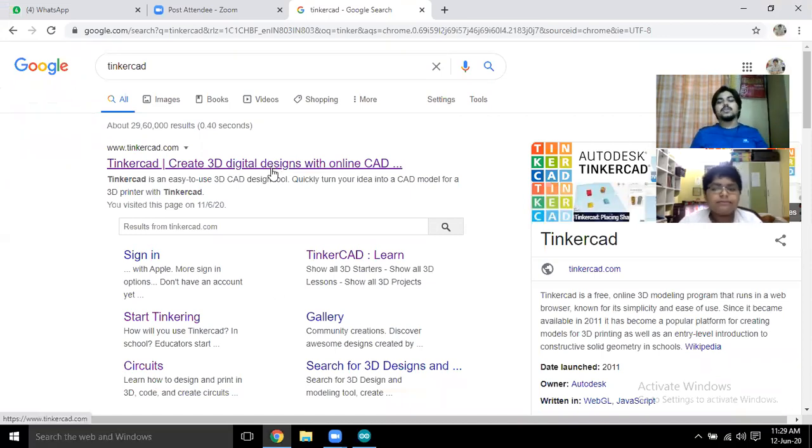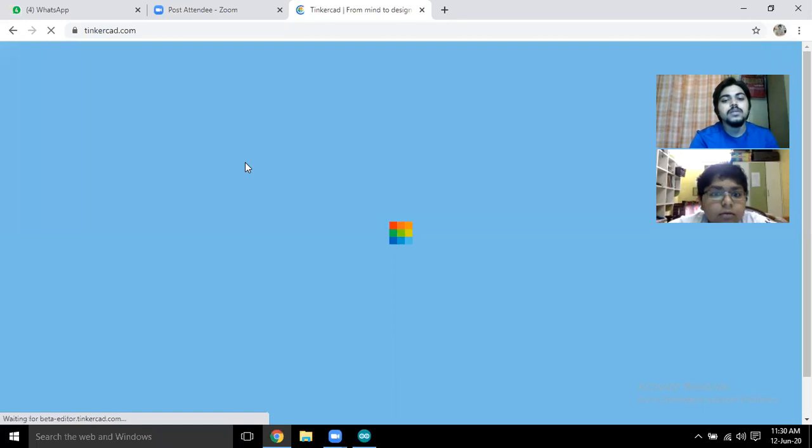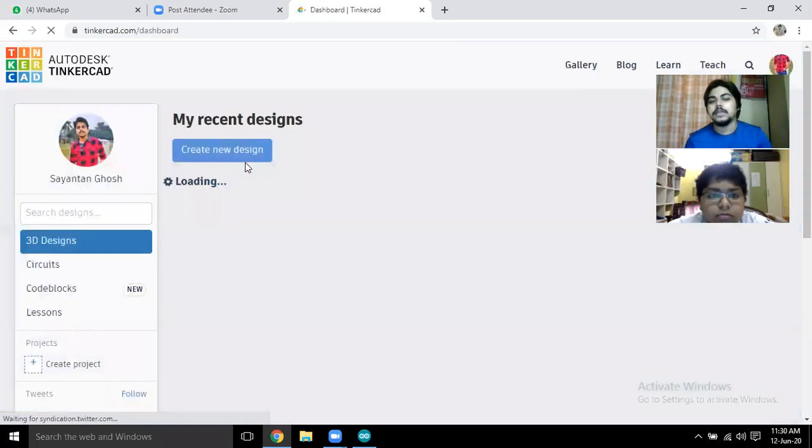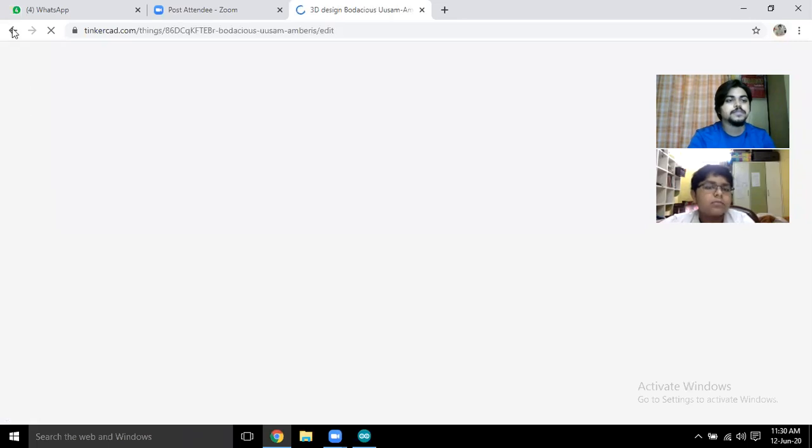Since you know that all the classes will be conducted online, we will be taking the help of this website, that is Tinkercad. Here we will be able to make all the connections. We will not require anything else. So we will go to create new design. Oh, sorry. First of all, we will have to go to circuit.